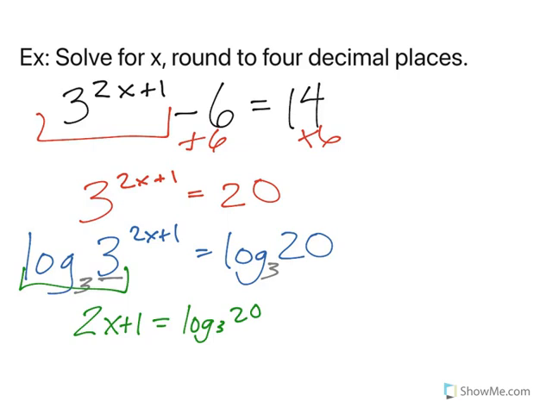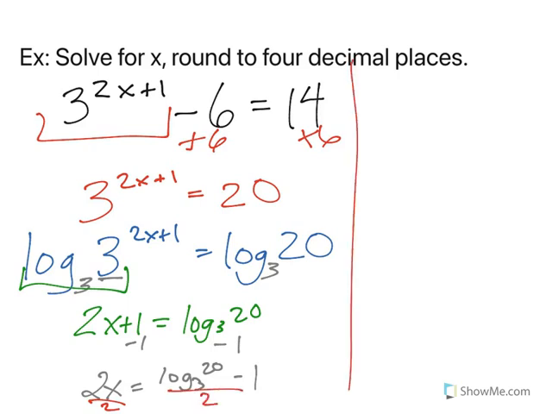Now you want to make sure that you're not rounding too soon. I know my next step is to subtract 1. So I'll have 2x equals the log of 20 base 3 minus 1. And then the final step is to divide both sides by 2. So x equals the log of 20 base 3 minus 1, all divided by 2.